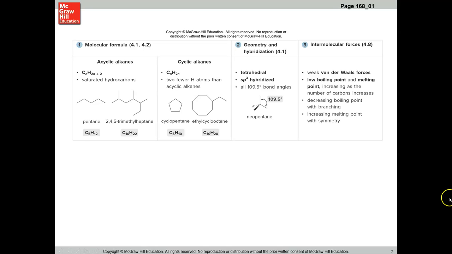We have different types of alkanes. We can have acyclic, which means they're not cyclic, or straight chains, and some of them will have branch points off the sides. And we can also have cyclic compounds. We've spoken earlier in the semester about their orientation and their hybridization state, and we've discussed some of the intermolecular forces associated with simple hydrocarbons, which is mostly the weak van der Waals forces.